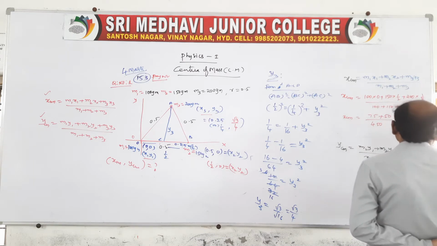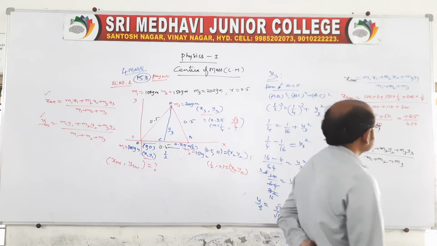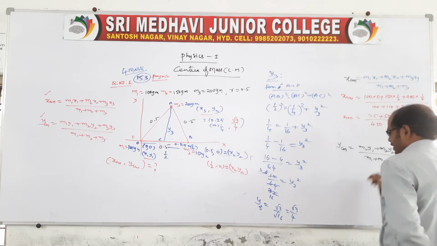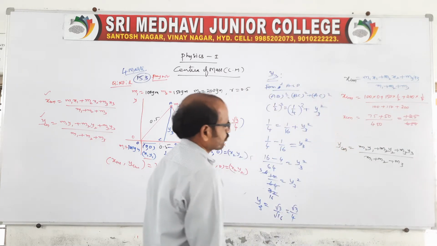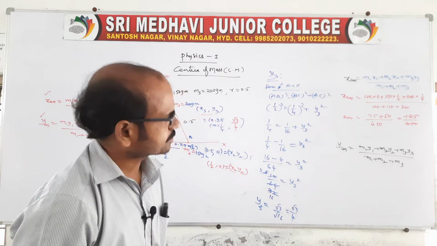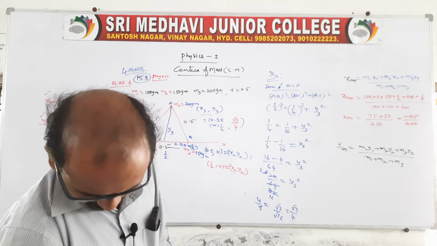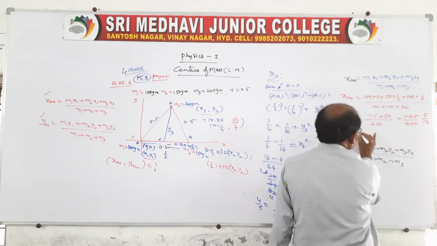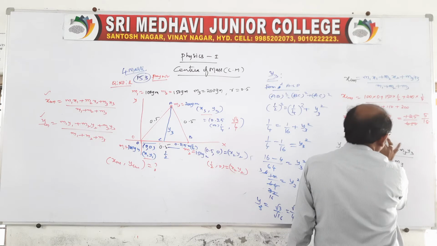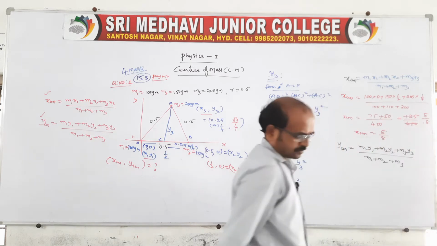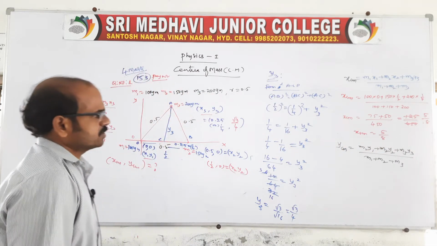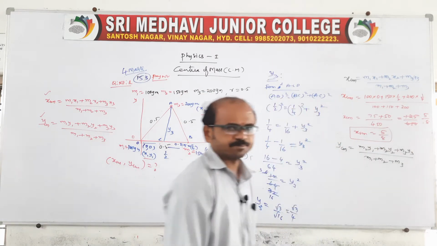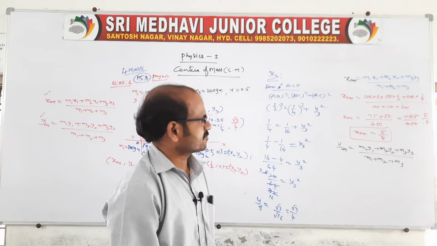So you cancel it, 5 times, and the final answer for XCM is 5 by 18. So XCM is equal to 5 by 18, because 125 by 450 gives you the value 5 by 18. This is the position of center of mass XCM.